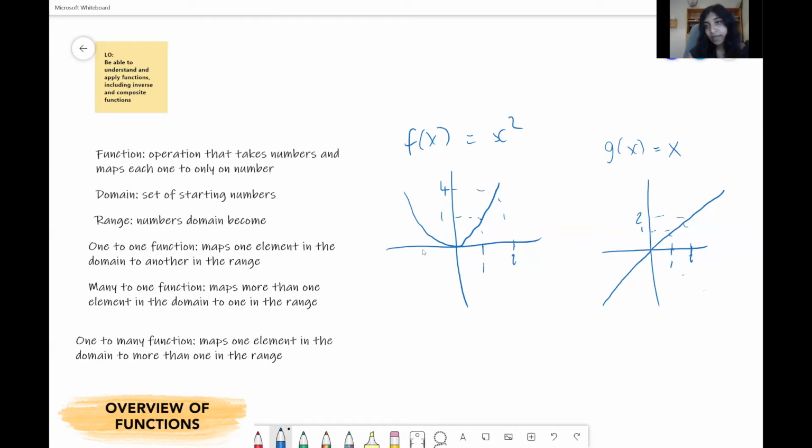A one-to-one function is one that maps one element in the domain to one in the range. So g(x) equals x is an example of a one-to-one function, because for every number that you input, for every domain element, you only have one range element that corresponds to it.